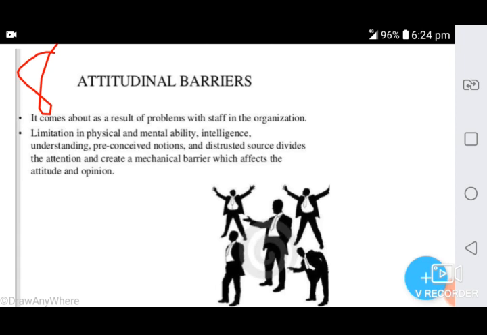Next one, attitudinal barriers. Attitudes are commonly formed by an individual's opinion or personal feeling. It can be difficult to alter. Attitudinal barriers are the behavior and perception that prevent people from communicating properly. It is called attitudinal barriers.